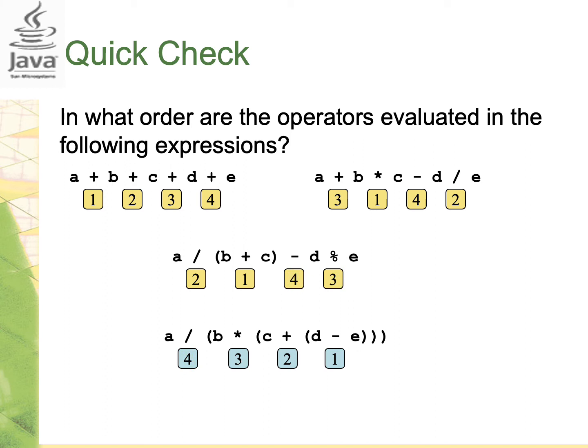And the last one, A divided by, in parentheses, B times, in parentheses, C plus, in another parenthesis, D minus E. We will evaluate the inner parenthesis first and work our way out. So we will do D minus E first, and then C plus whatever value of D minus E, and then B times whatever value of C plus the D minus E, and finally we will do the division.